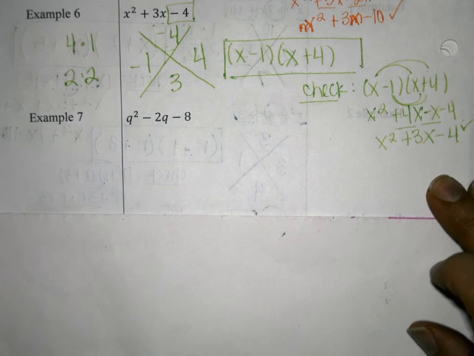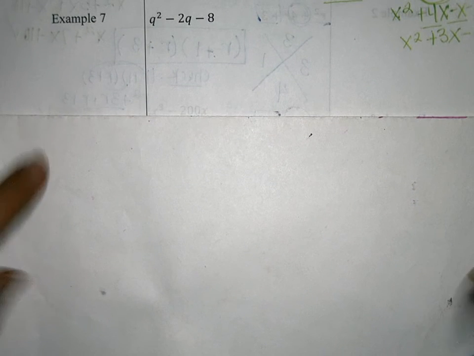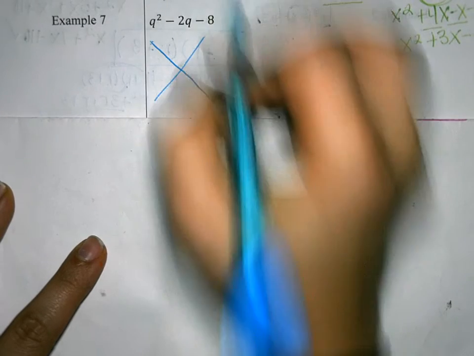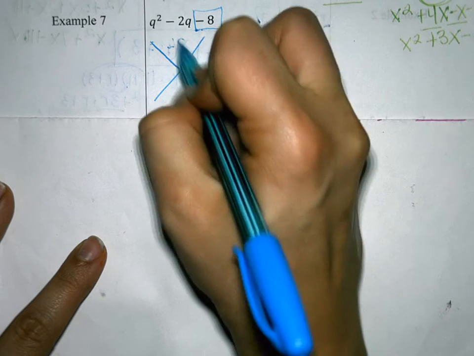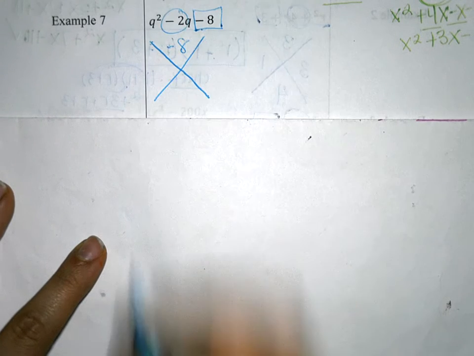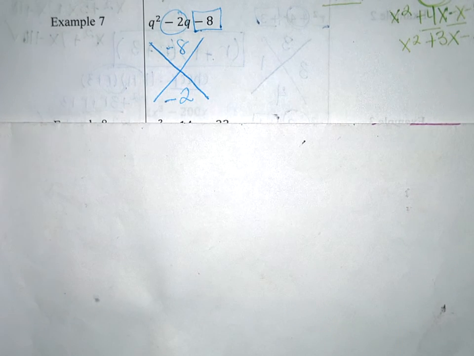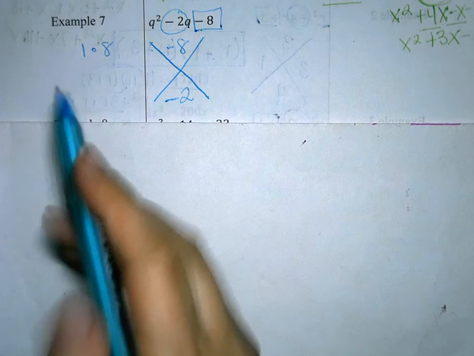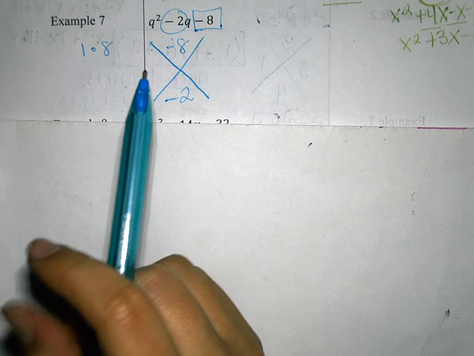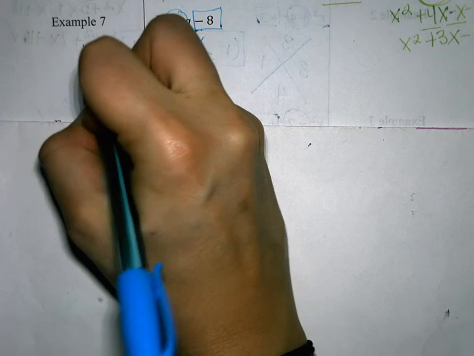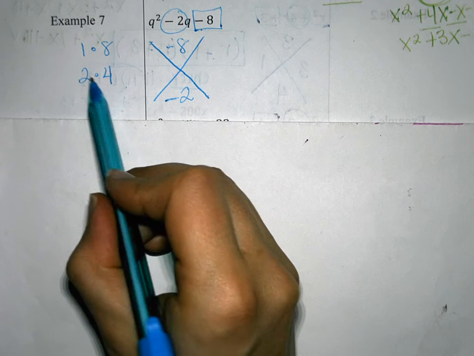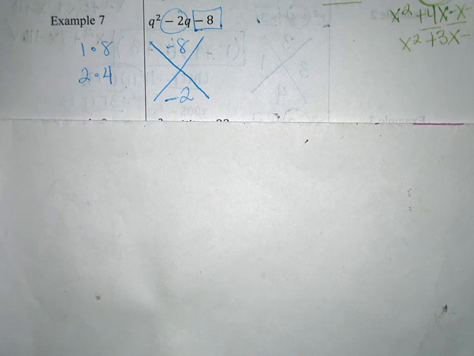So something similar, but the middle is negative this time as well. I'm looking for two numbers that multiply to negative 8 and add up to negative 2. So I need to list the factors of 8. 1 times 8 gives me 8, but added or subtracted I don't get 2. And then I have 2 times 4. 2 times 4 gives me 8. And added gives me 6, but if I subtract them, I get 2. So one of them has to be negative.